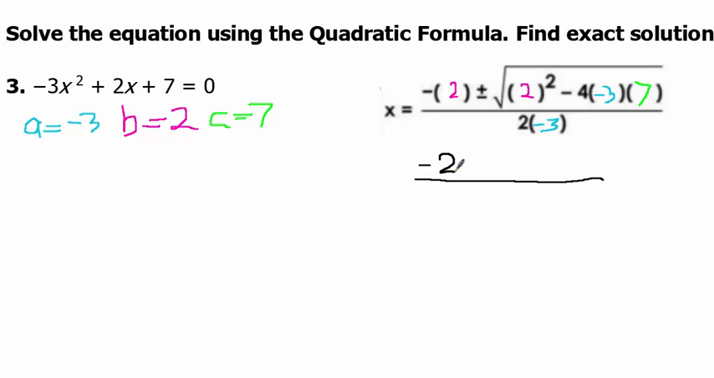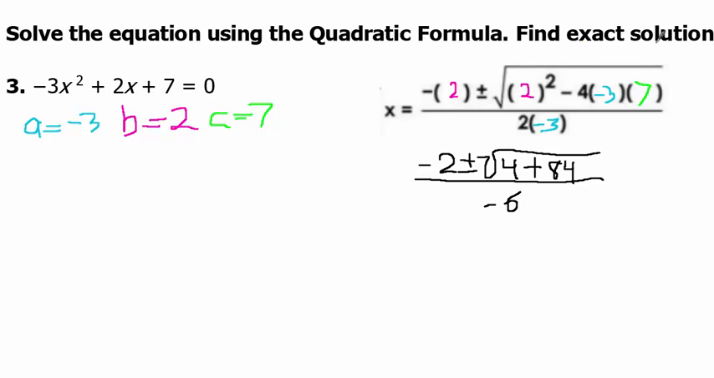Negative 2 has to stay negative. The 2 things underneath the square root sign are going to be 4. Minus times a negative times a positive is plus. 12 times 7 is 84. And negative 6.